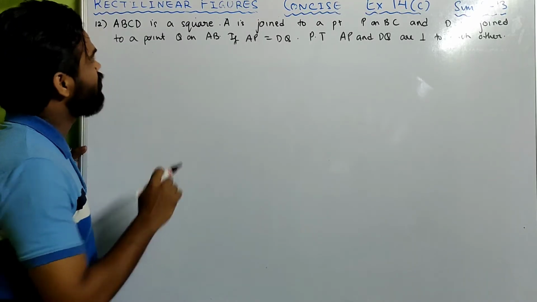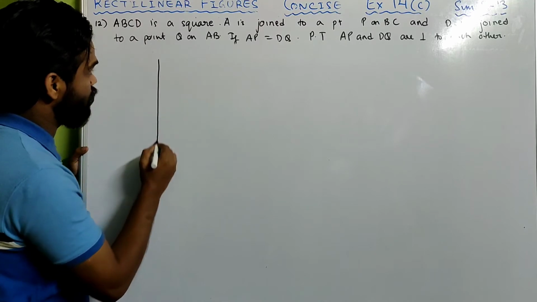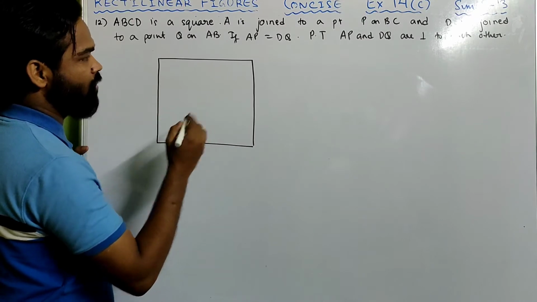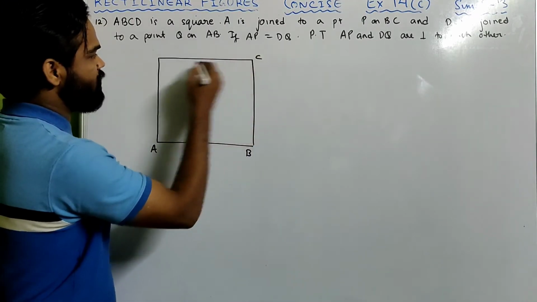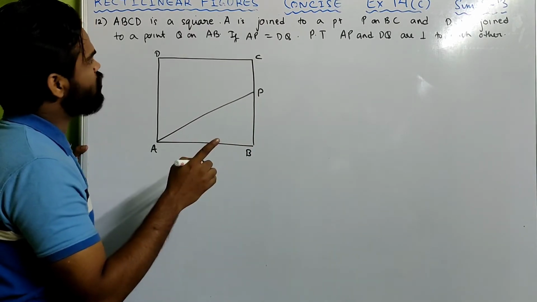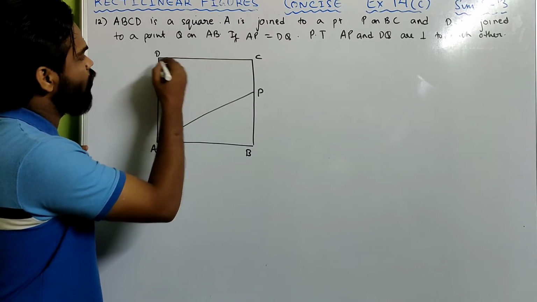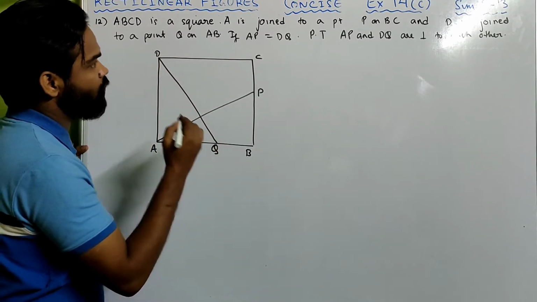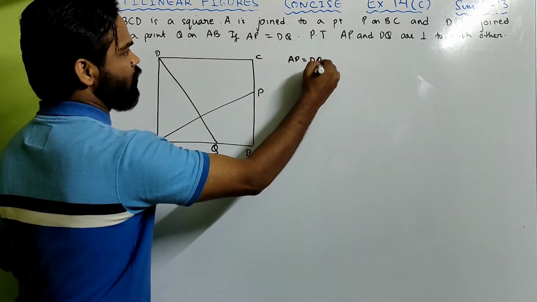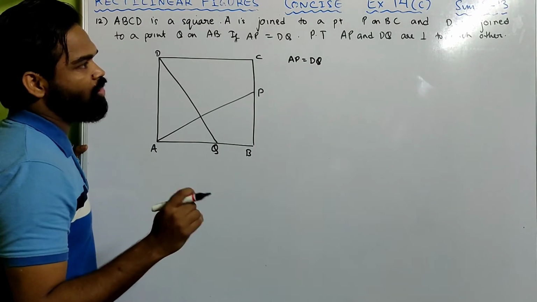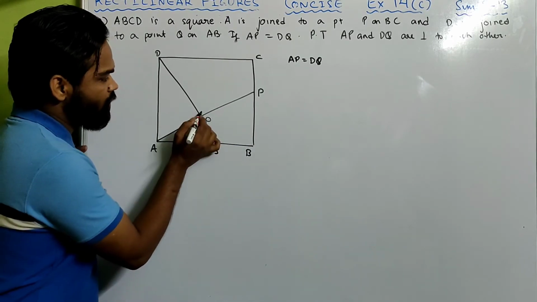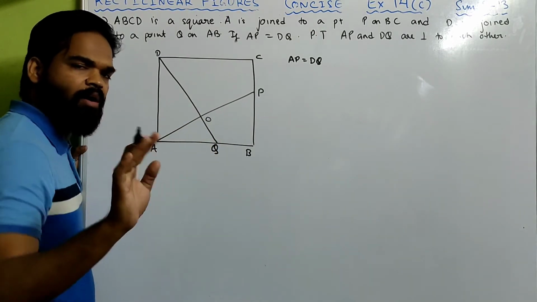Now look at sum number 12. ABCD is a square, so I'll draw a square. A is joined to a point P on BC, and D is joined to a point Q on AB. So A, B, C, D, and this is Q. Suppose AP equals DQ. This is given to us. Prove that AP and DQ are perpendicular to each other, which means if this is the point of intersection, suppose O, then if you prove that any one of the angles is 90 degrees, our work is done.